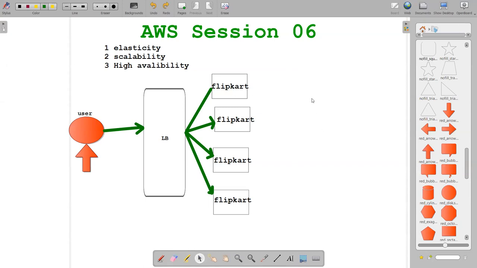It only happens with elasticity. AWS automatically creates servers and deploys that application. That is nothing but, AWS creates the servers. AWS is responsible for creating servers.